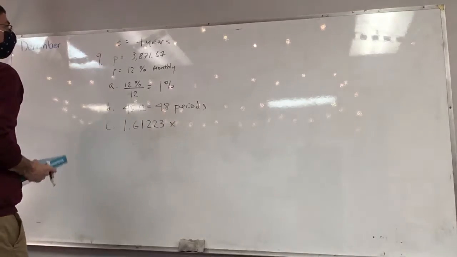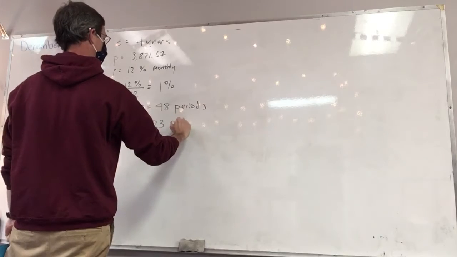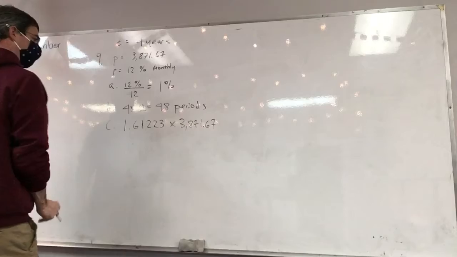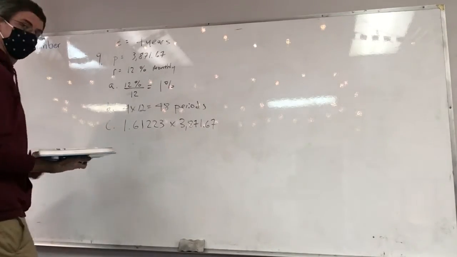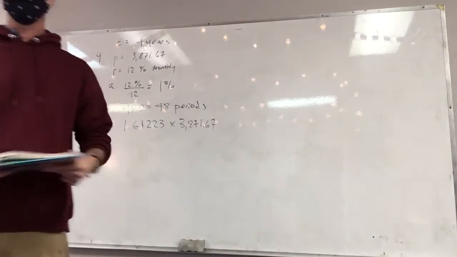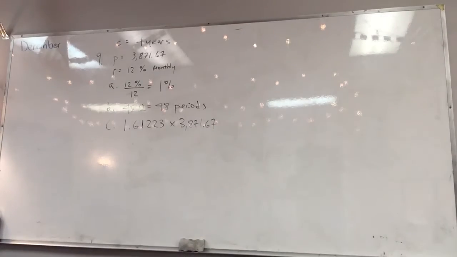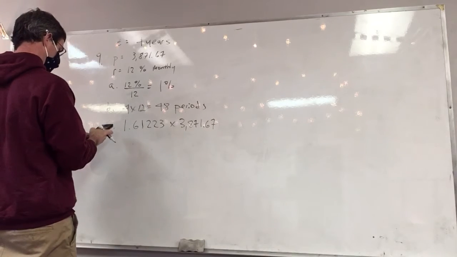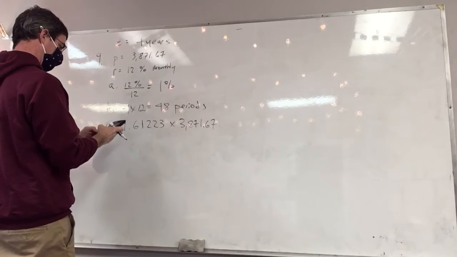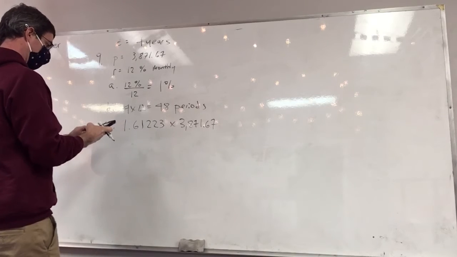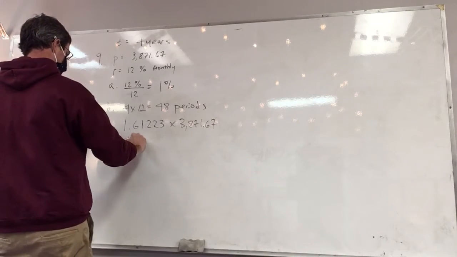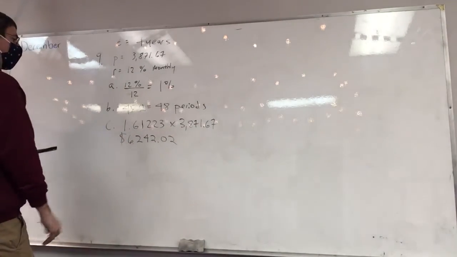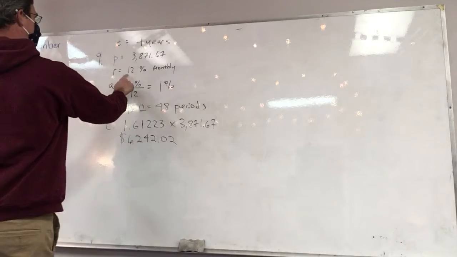We're going to take that number and multiply by our original principal, which is 3871.67. And what do we get? I got a calculator. 1.61223 times 3871.67. 6242.02 is the total amount. That's a lot of interest, but it's a big high interest rate.